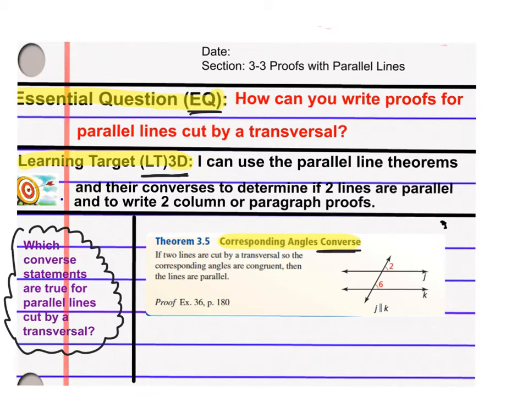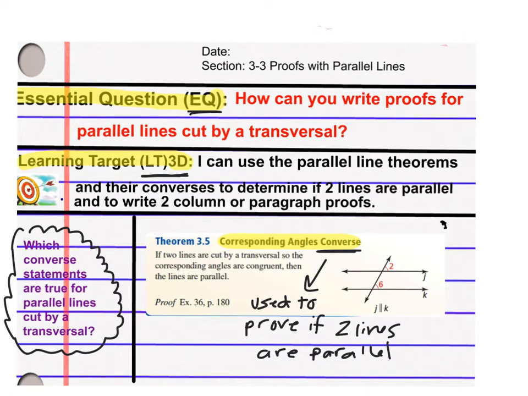So converse is when you change the order, right? If P then Q, then Q then P. So what is a converse here? Basically, the way you can kind of keep it straight is they're used to prove if two lines are parallel.